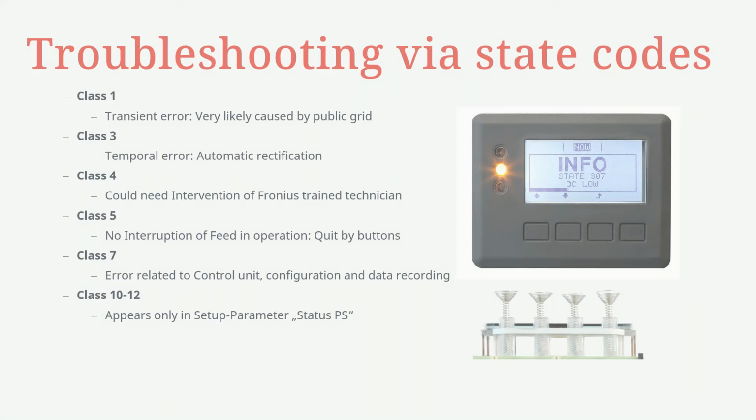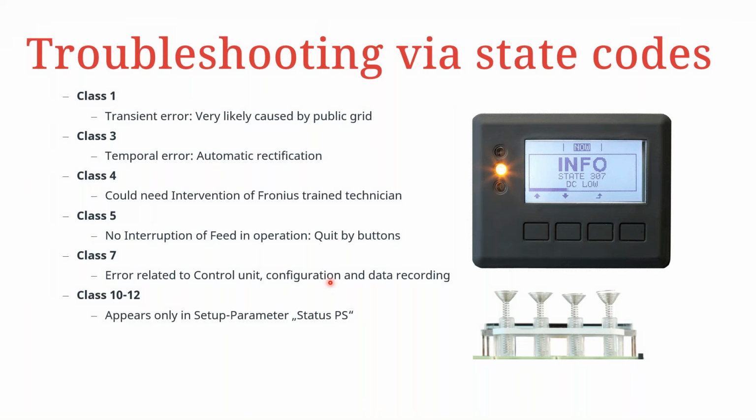In order to achieve this, we have what we call state or error codes. These state or error codes are for installers and clients alike. This is basically the communication medium or language that the inverters use to communicate if there's anything to be worried about, or if there's anything to be done about the service or the state of the inverter.